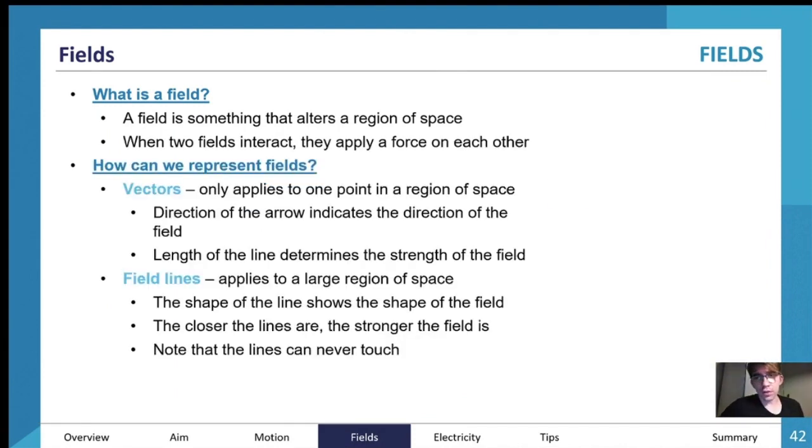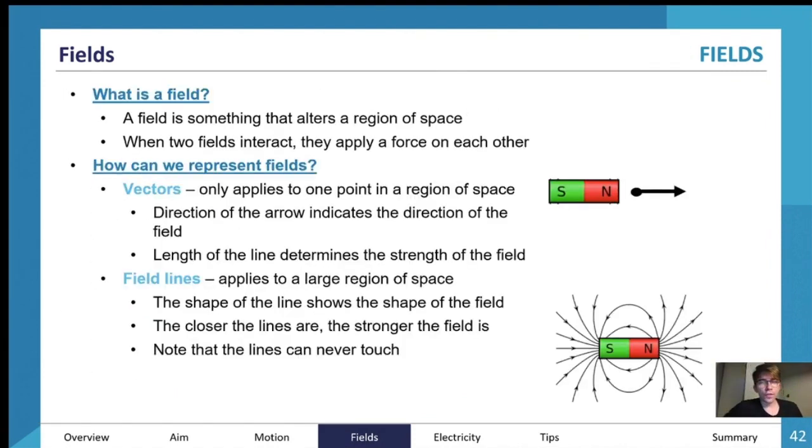So what is a field? A field is, effectively speaking, a 3D region of space. A field is something that alters a region of space. When two fields interact, they apply a force on each other. How can we represent a field? Well, we can use vectors. A vector only applies to one point in a region of space.